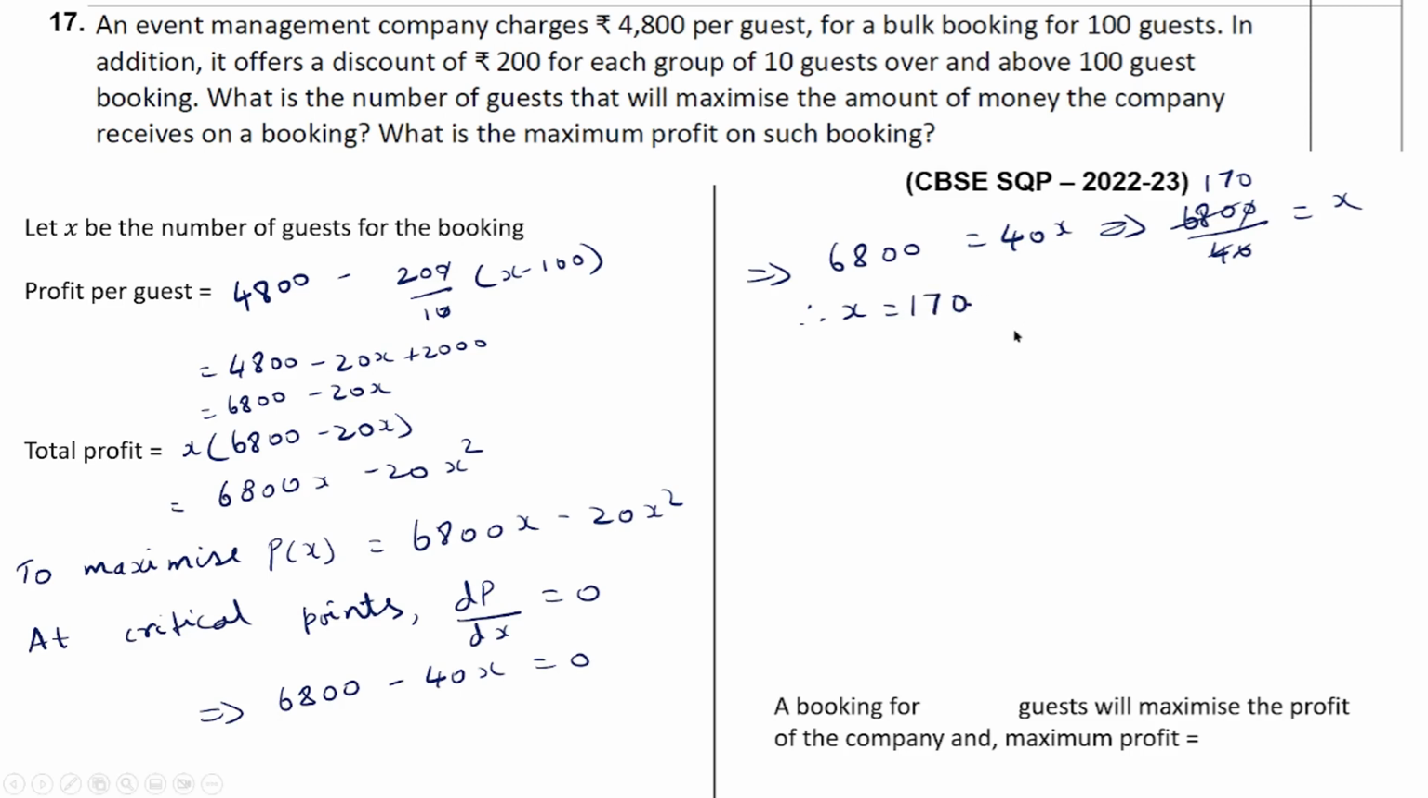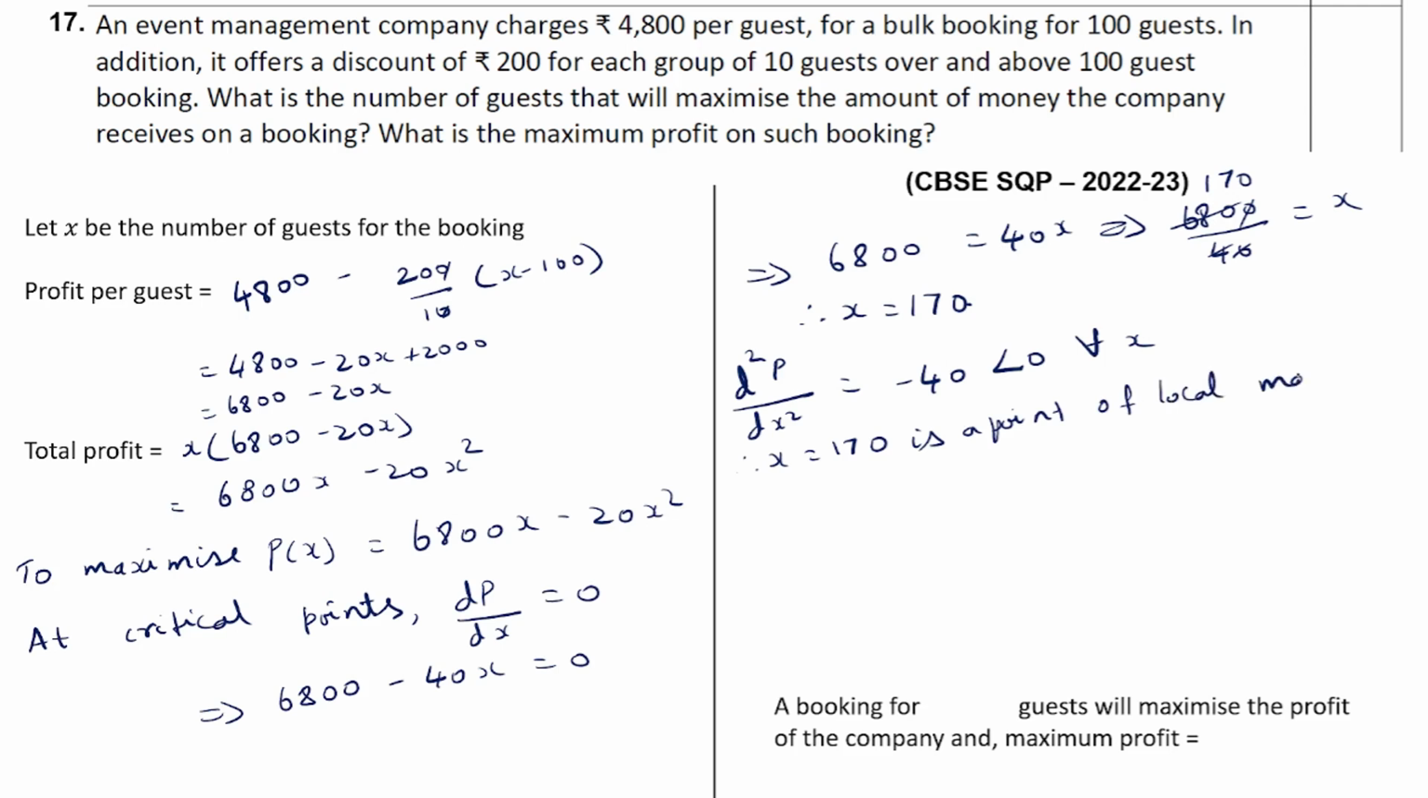And now let us find d square p by dx square. So from here, d square p by dx square is minus 40, which is less than 0 for all x. Therefore, x equal to 170 is a point of local maxima. So the number of guests that will maximize the amount of money is 170 guests.